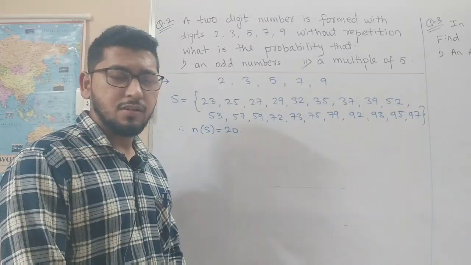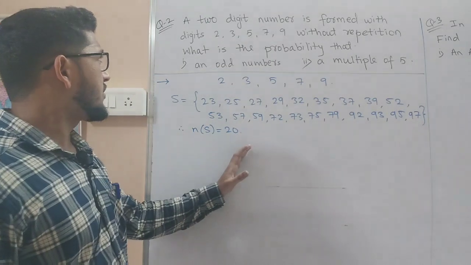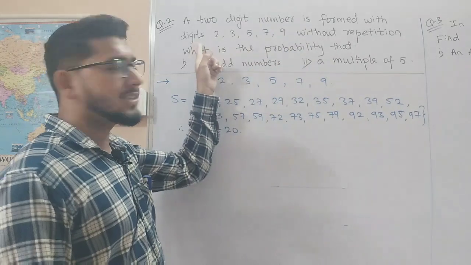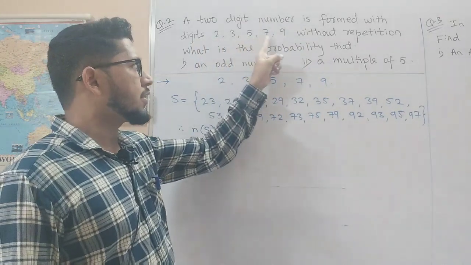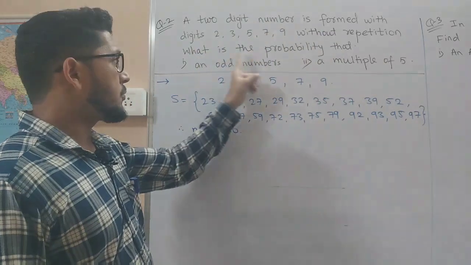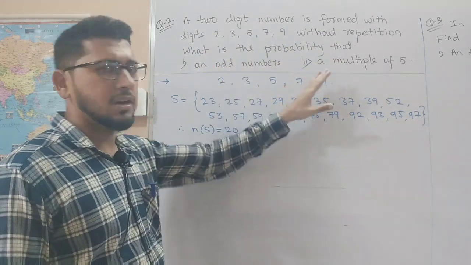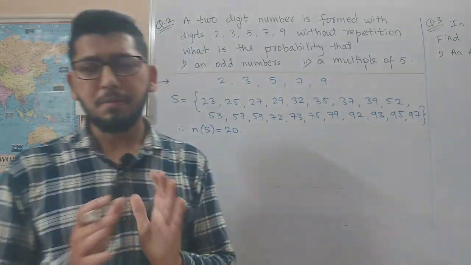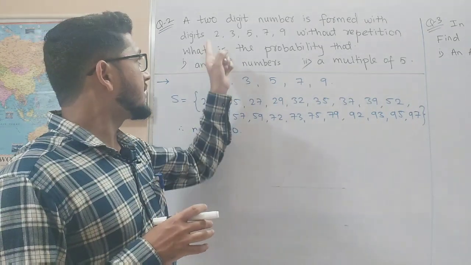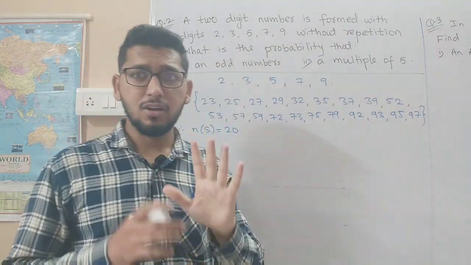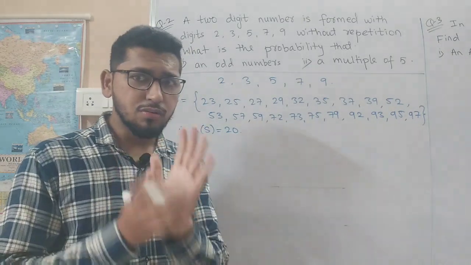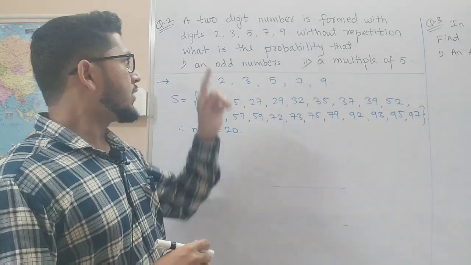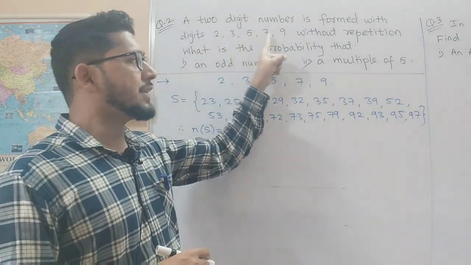So this is the next question from practice set 5.4. It is written that a 2-digit number is formed with digits 2, 3, 5, 7, 9 without repetition. What is the probability that an odd number comes out, or a multiple of 5? So here first of all we have to make a sample space. There is no sample space given here. It is only given that 5 digits are there: 2, 3, 5, 7, 9. Using these 5 digits we have to make 2-digit numbers without repeating, which means we don't need to take 22, 33, 55, 77 and 99.